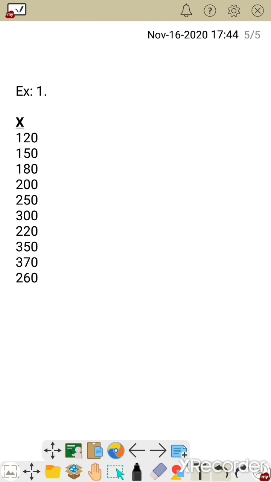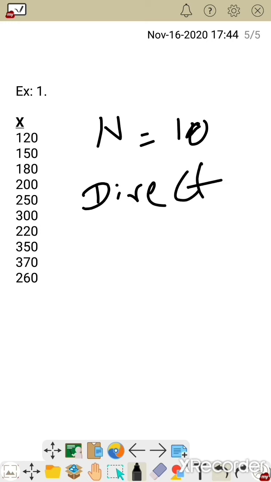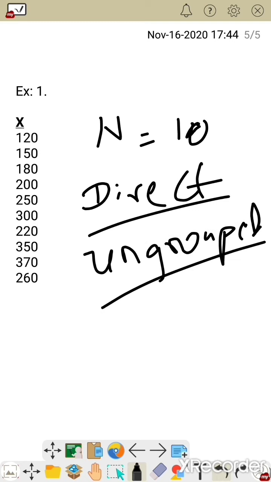Let us solve an example. The x values given are 120, 150, 180, 200, 250, 300, 220, 350, 370 and 260. So totally there are 1, 2, 3, 4, 5, 6, 7, 8, 9, 10. n is equal to 10. There are 10 observations. We are solving this problem by direct method. This is ungrouped data.